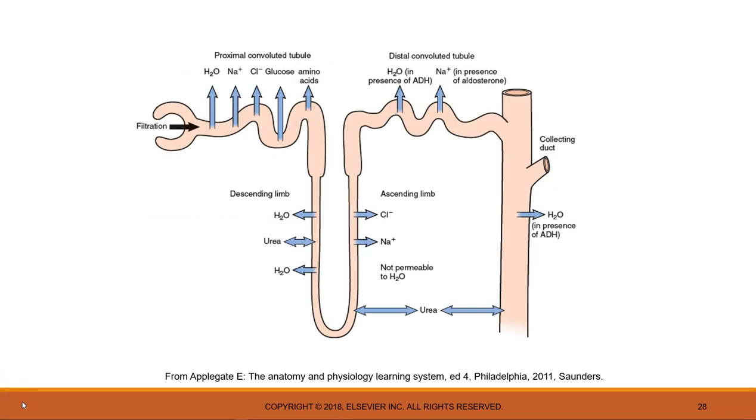This is a nice illustration of the filtration abilities of the nephron. So you can see as it goes through the proximal tubule, and then it goes down across the loop of Henle, then back up, different substances are able to cross over the membrane and/or cross back.